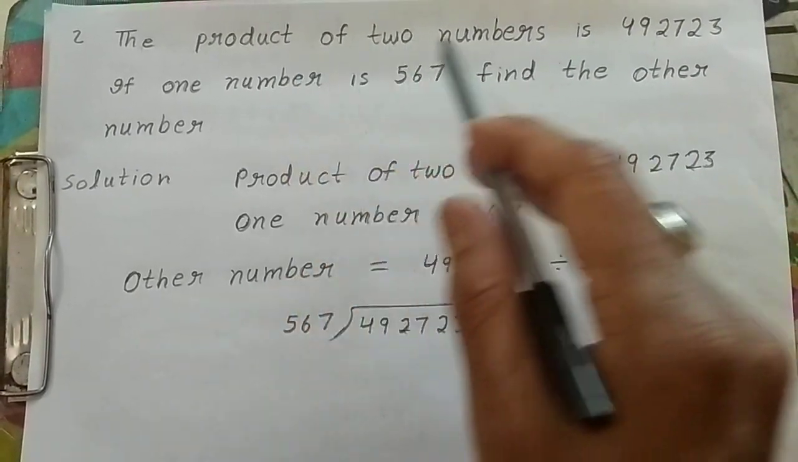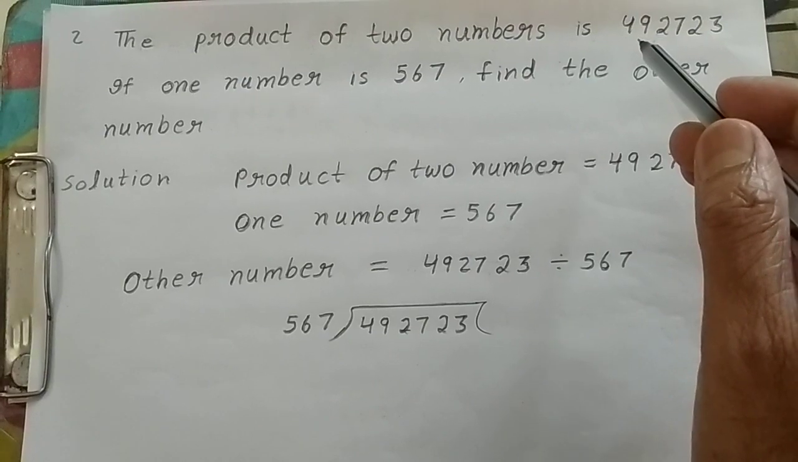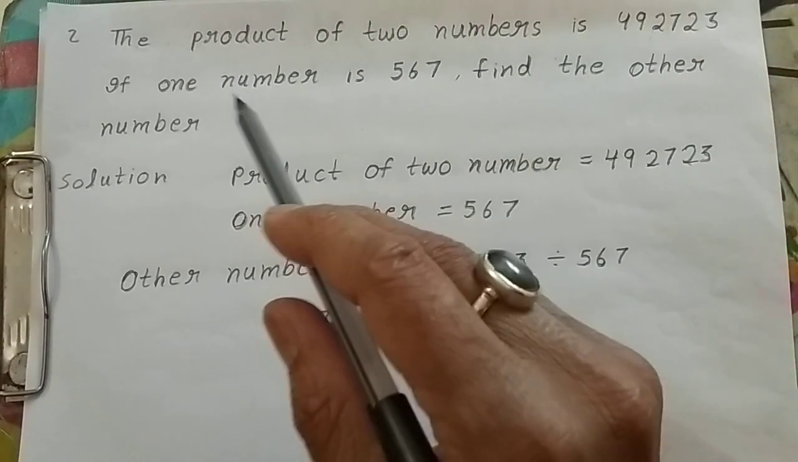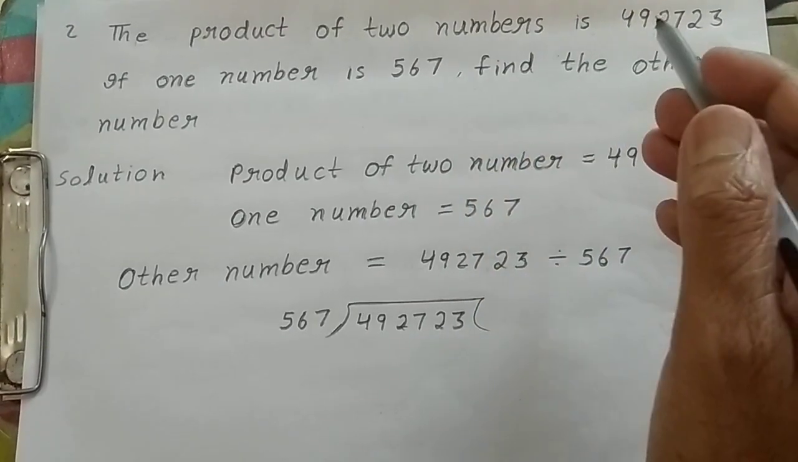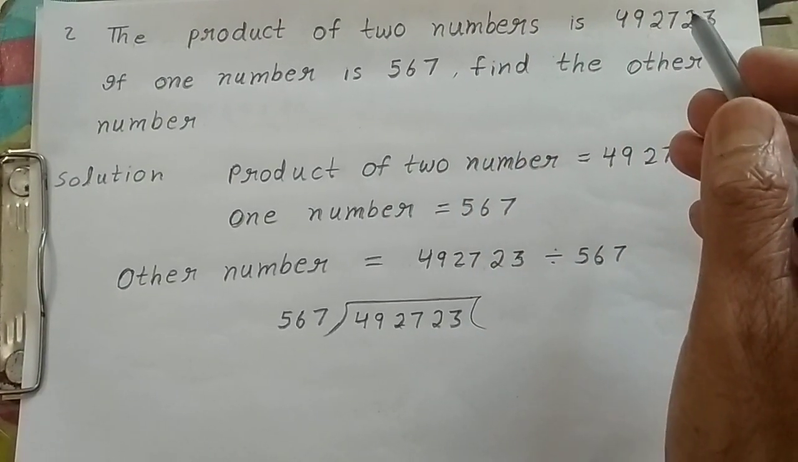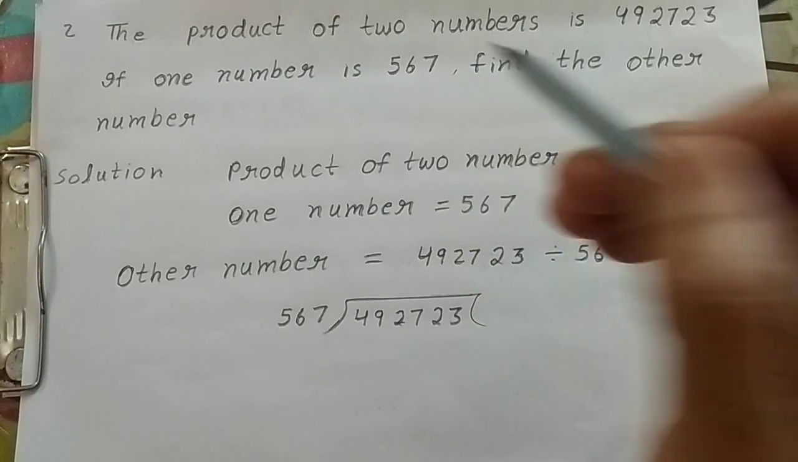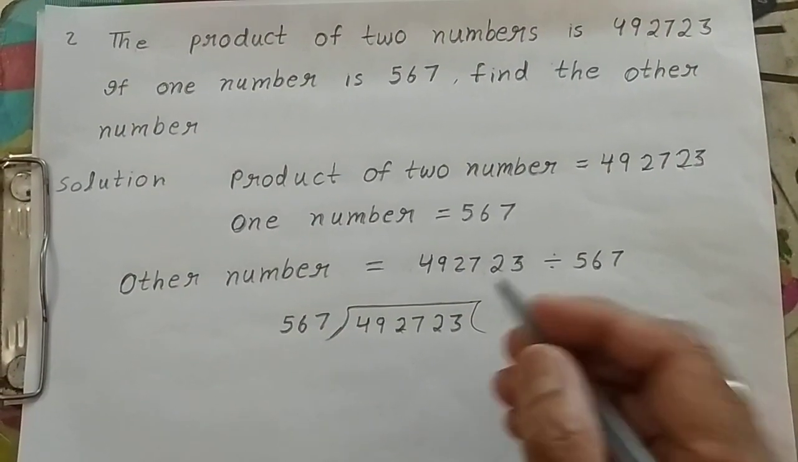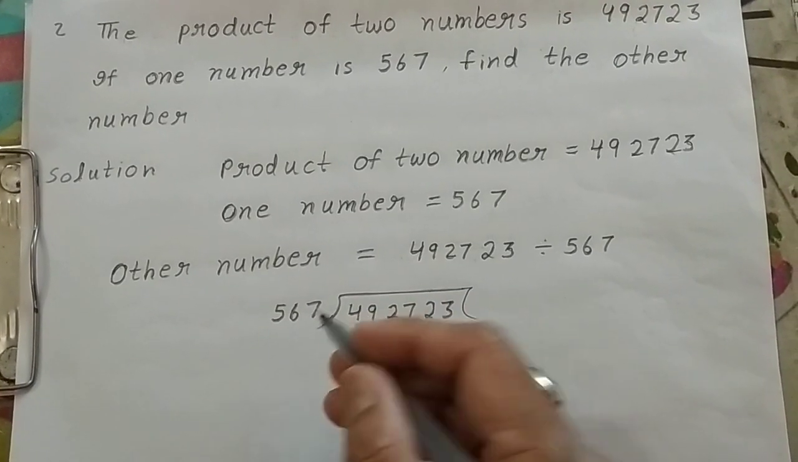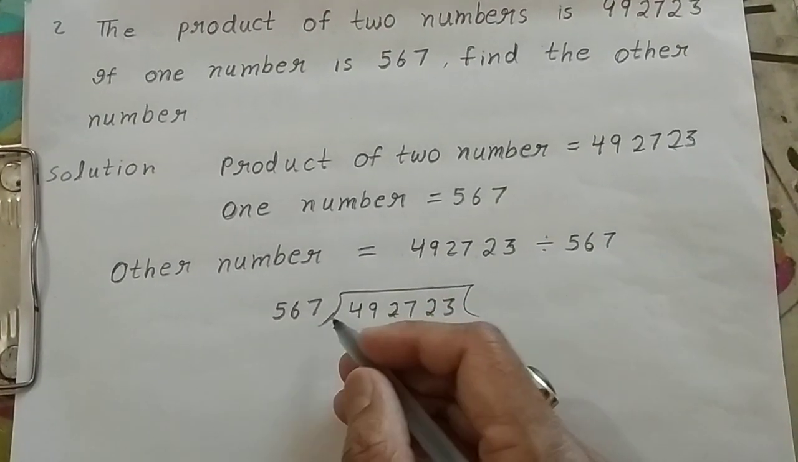So the product of two numbers is 4,92,723. If one number is 567, find the other number. So we will divide 4,92,723 by 567, and whatever quotient will come, that is our answer, that is the other number. Let's start.